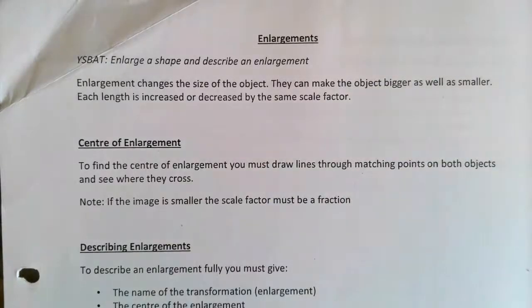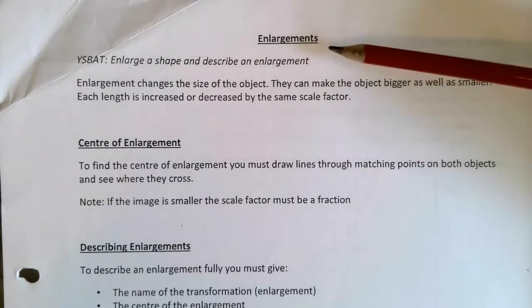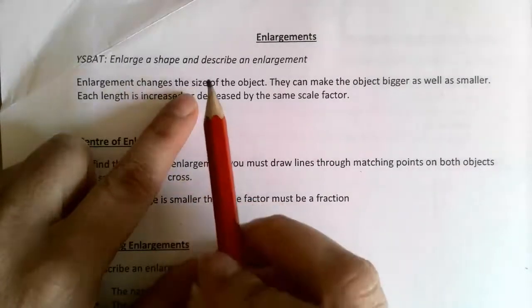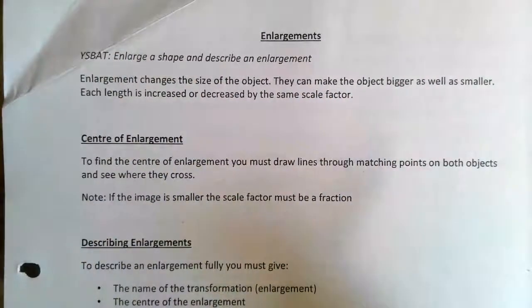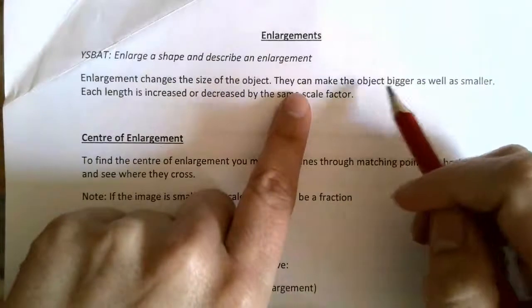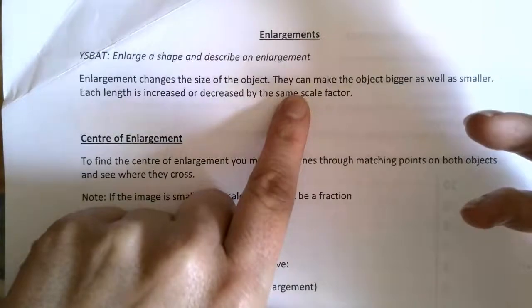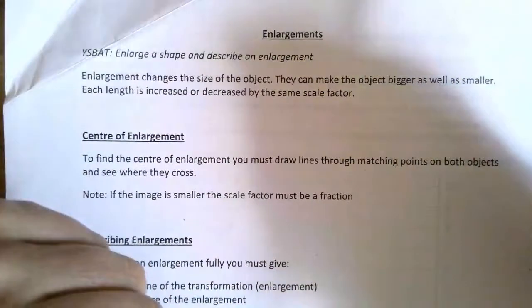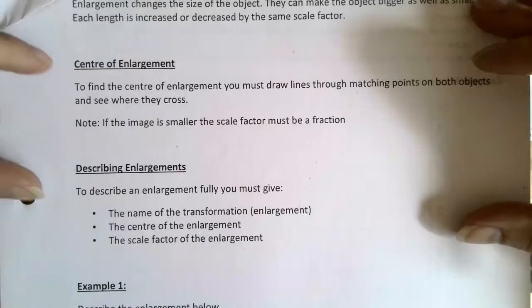Okay, 9p, so we are going to start looking at enlargements today. An enlargement changes the size of the object, but it's important to realize that it doesn't necessarily always make the shape bigger, which sounds funny, right? It can make an object bigger or smaller. If the scale factor is a fraction or a decimal, then the enlargement is actually going to be smaller than the original shape.